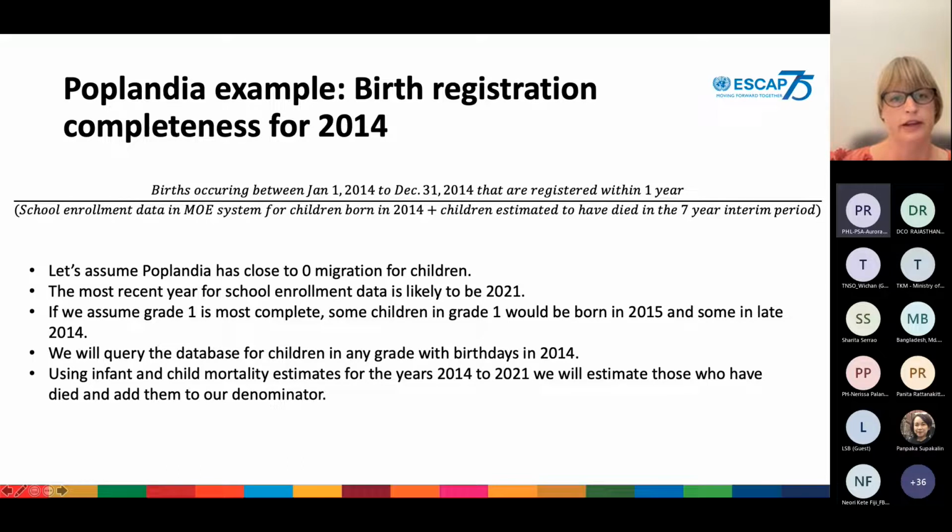When we don't have a DHS or other surveys, then we need to do our own analysis. We are going to look at, again, our fictional country of Poplandia and birth registration completeness, and we're using the year 2019 because we're going to use the Ministry of Education data as our example.